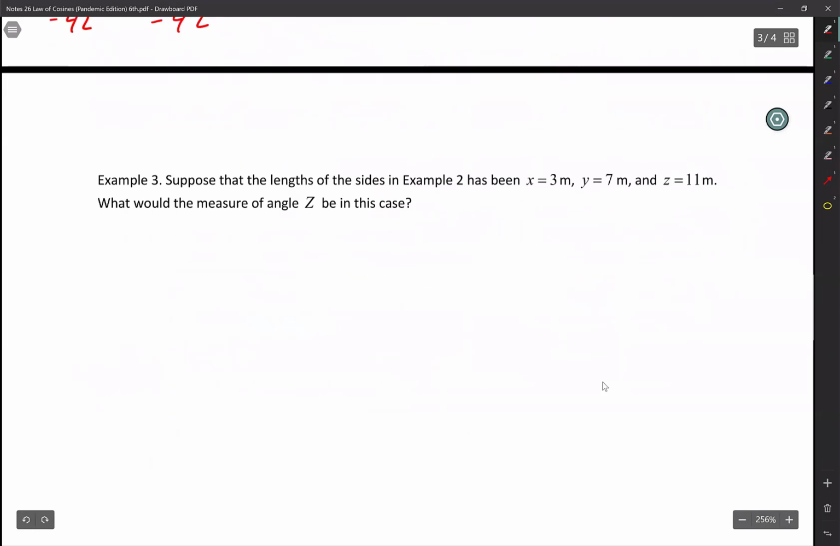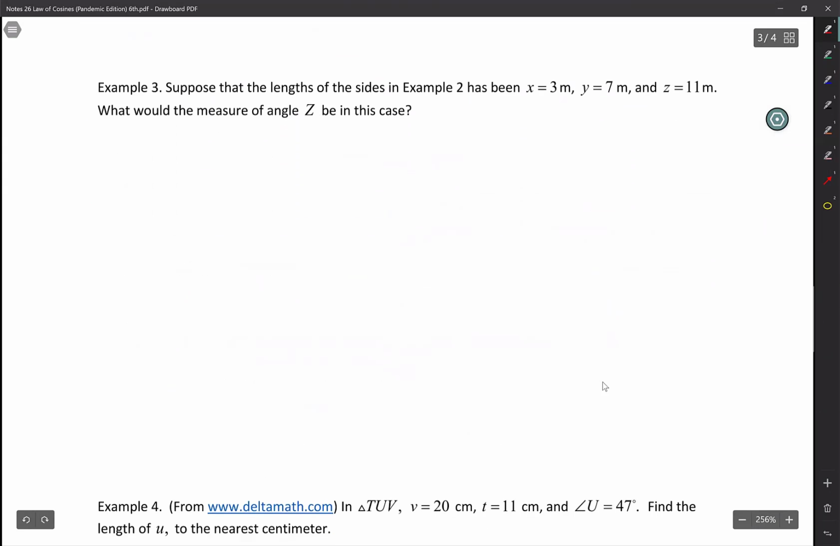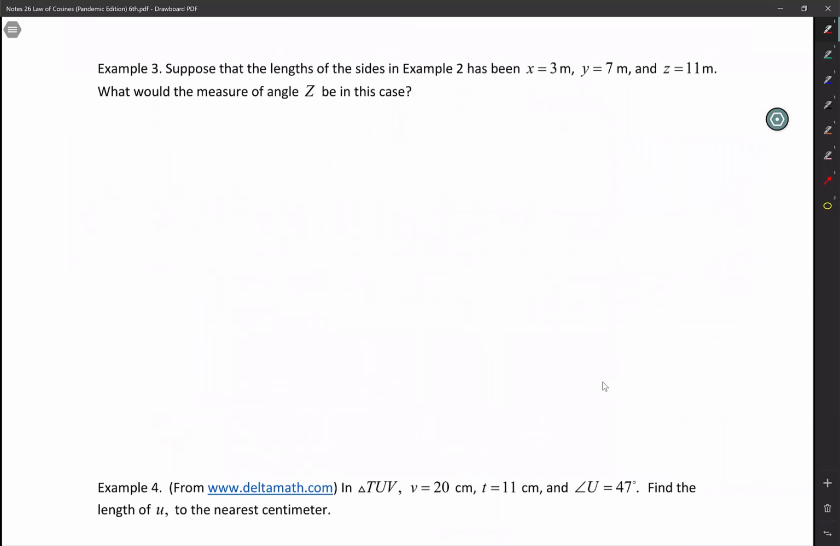So look at example 3, guys. It says, suppose that the length of the sides in example 2 had been, okay, let me go ahead and change that. Had been x equals 3, y equals 7, and z equals 11. What would the measure of angle z be in this case? Okay. Don't worry, we're almost done, guys.